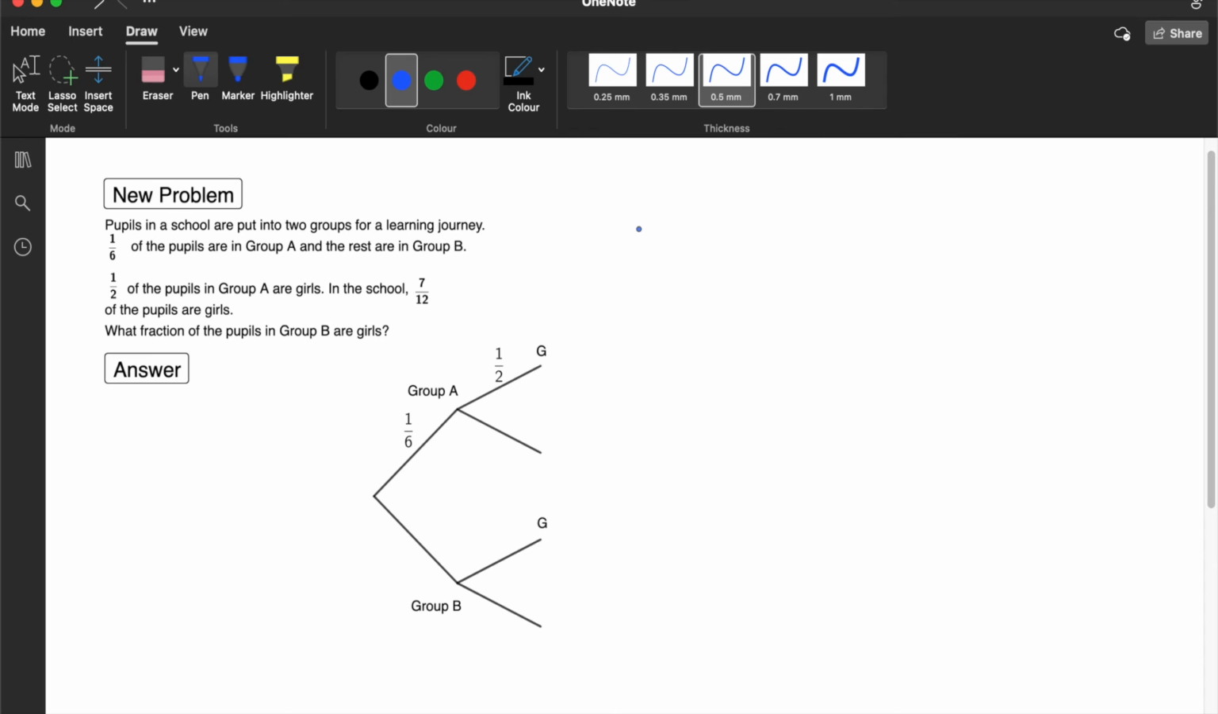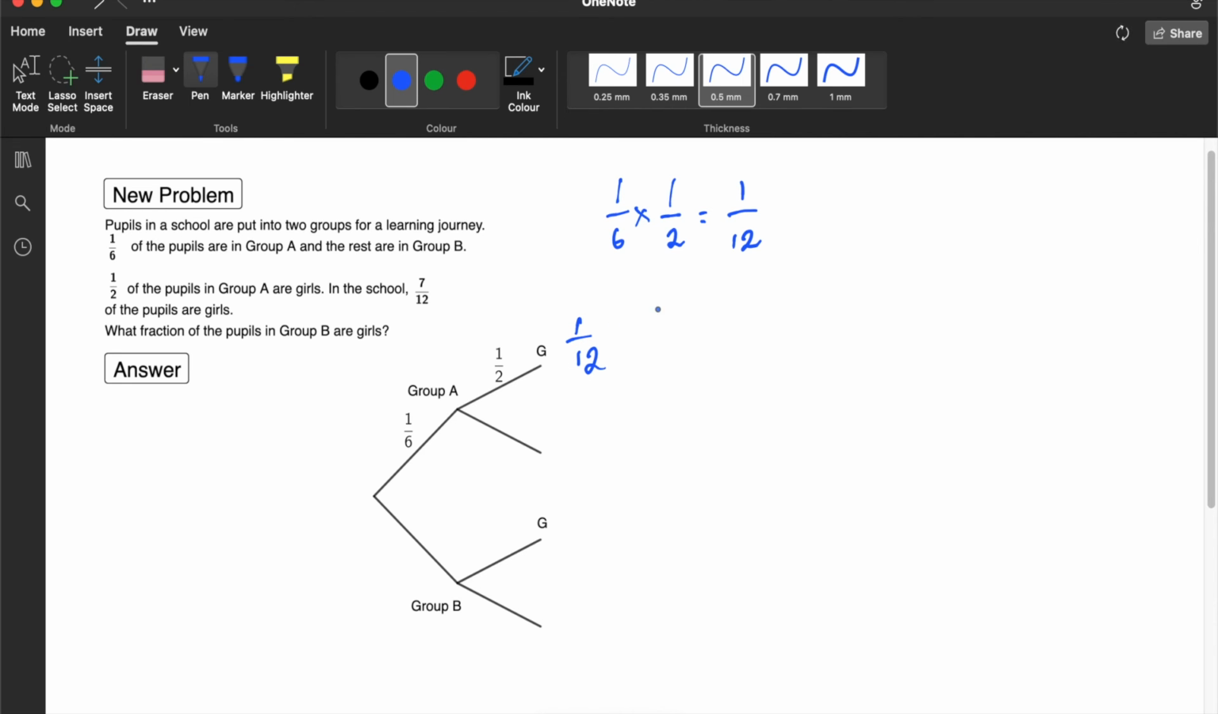Okay, now that you understand a little bit about what a tree diagram is all about, let's tackle this question. So the first step that we need to do is to take 1 over 6 multiplied by 1 over 2, and what you'll get is 1 over 12. So 1 over 12 will be here.